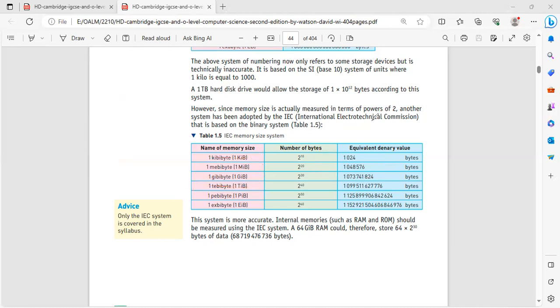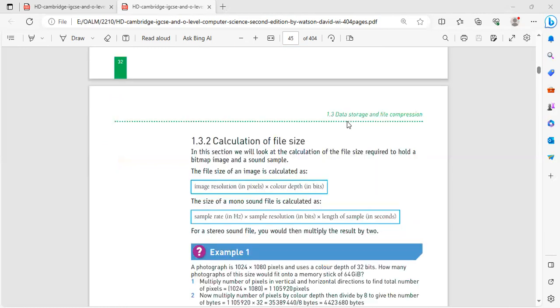Okay, moving to the next. Now, it is asking about calculation of file size. One thing I am showing you is how to do that. This formula you have to use: image resolution in pixels and color depth in bits. Now I want to clear up what color depth is. Color depth is also called bits per pixel.